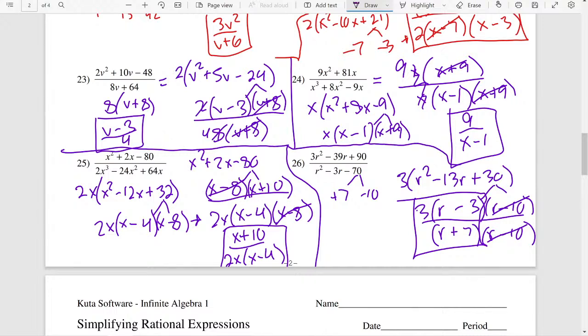So this is it. These are the last 4. And let me know if you have any questions on these.